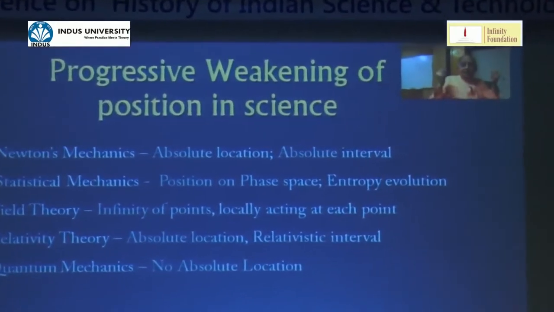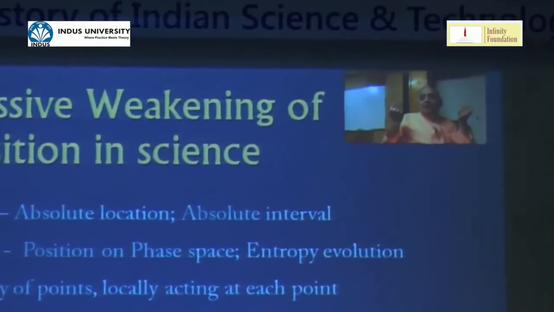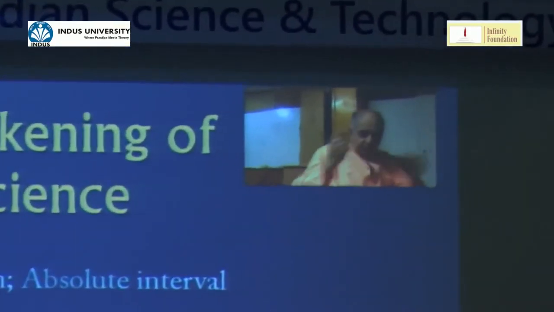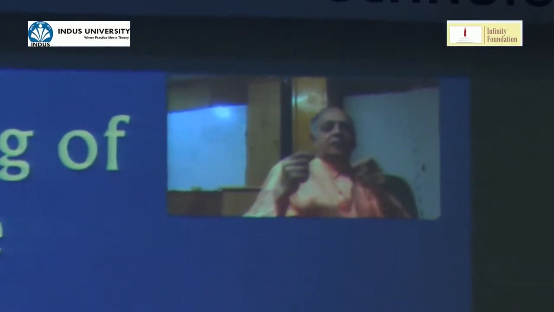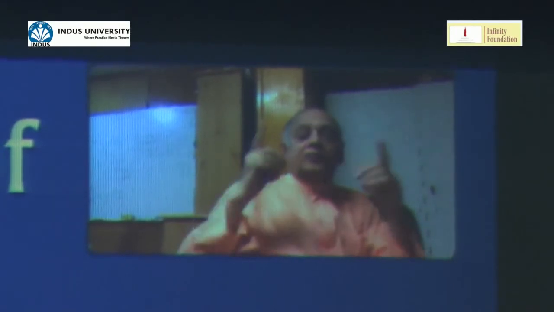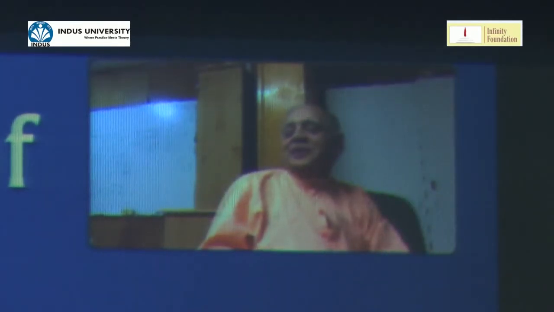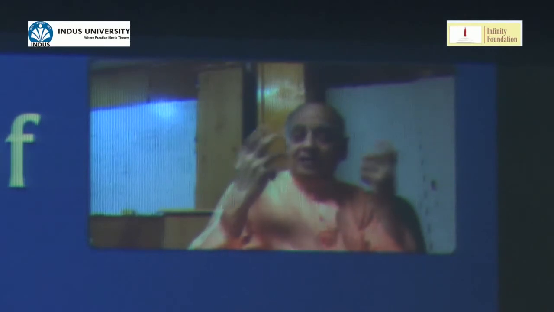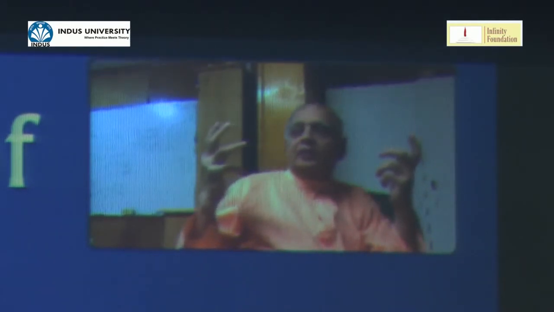When we came to the statistical mechanics of Boltzmann and Maxwell, position was no longer in the external world. Even though the gas consists of a large number of moving molecules, the gas itself is stationary, and therefore the state of the gas is a position in phase space. That's a little physics for you, but I hope you'll get at least a little bit of it. And the evolution of that position in phase space is governed not by laws of motion, but by entropy. That means the idea of position became a little weak. It's not really position in the conventional sense.